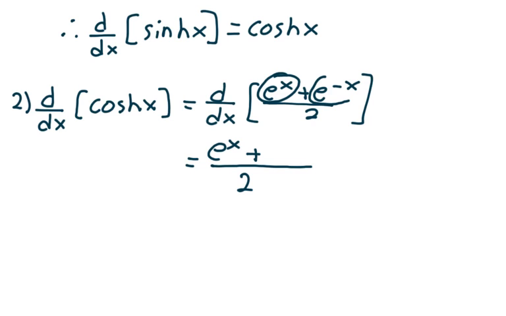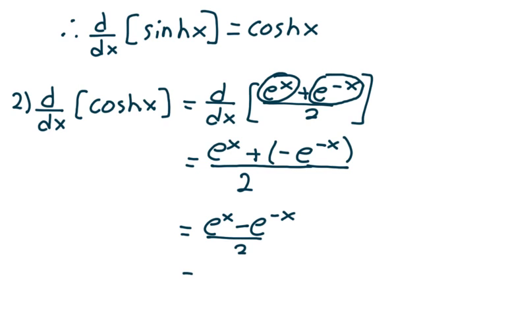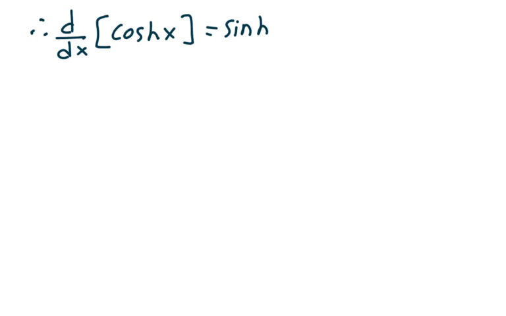And then the derivative of e to the negative x is negative e to the negative x by using the chain rule, right? And so we can write this as e to the x minus e to the negative x divided by 2. And that's the same as hyperbolic sine of x. Therefore, the derivative of hyperbolic cosine of x is the same as hyperbolic sine of x.